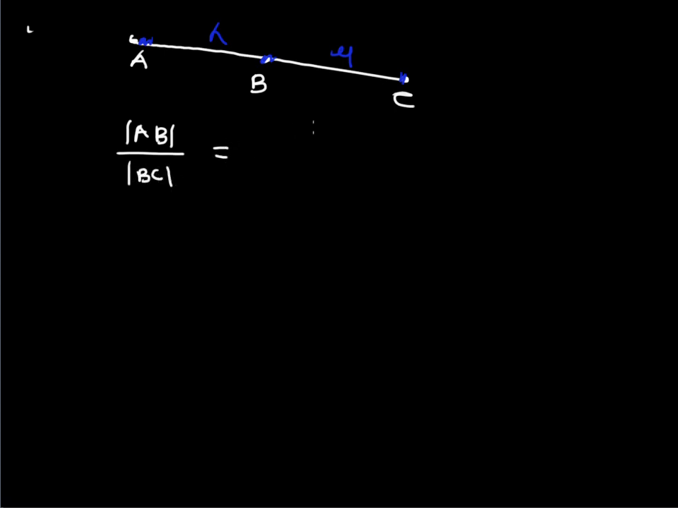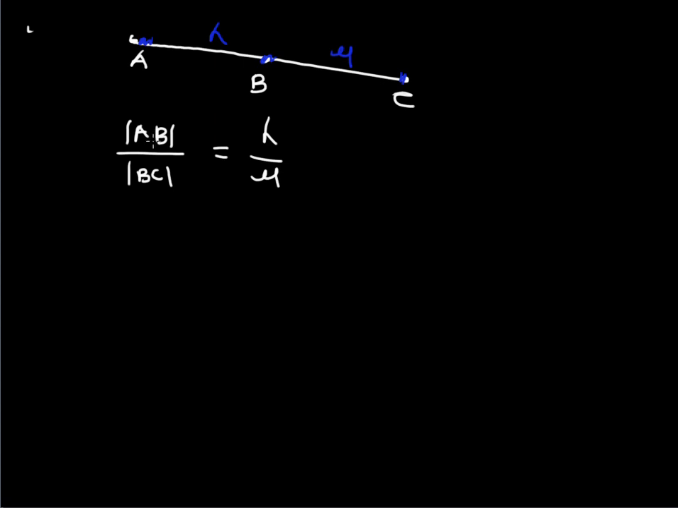Given a straight line, assuming this line is straight, and given the points A, B, and C. Now these are vectors, A, B, and C. Taking the length of AB to be lambda and the length of BC to be mu, from this diagram we can write the ratio of the length AB to the length BC as lambda on mu.